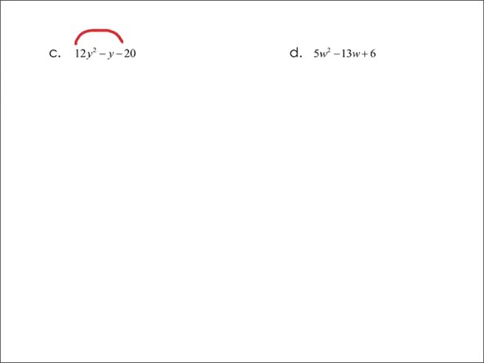First thing I need you to do is multiply the A and the C term. 12 times -20 gives me -240. I don't know why I put that extra parenthesis there. So it's kind of a big number, but we can do it. I need two numbers I can multiply to get -240 that are going to add up to -1.